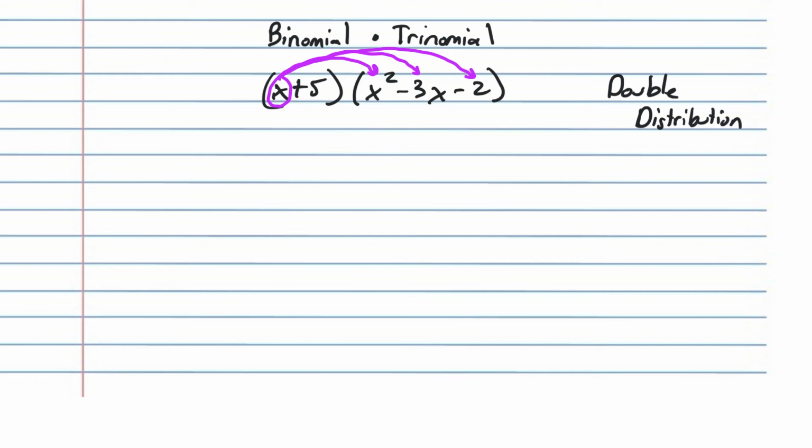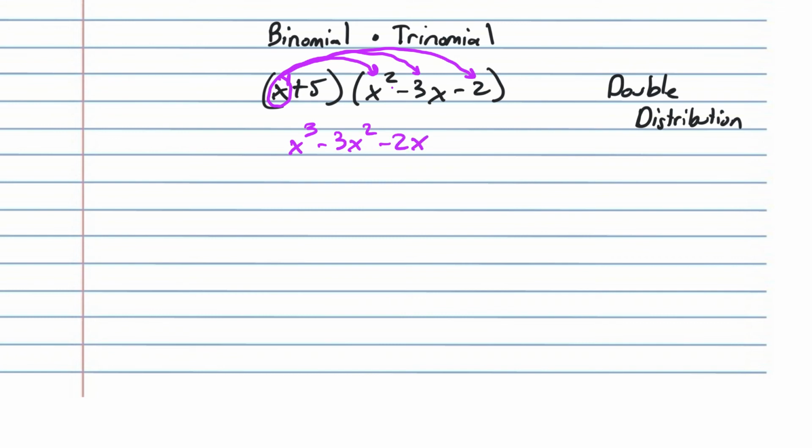So first one, x times x squared. Remember, there's always that invisible 1 right there. So 1 and 2, following the rules, add them together, so we get x to the power of 3. Second one, x times negative 3x gives us negative 3x squared. And then the last one, x times negative 2, negative 2x.